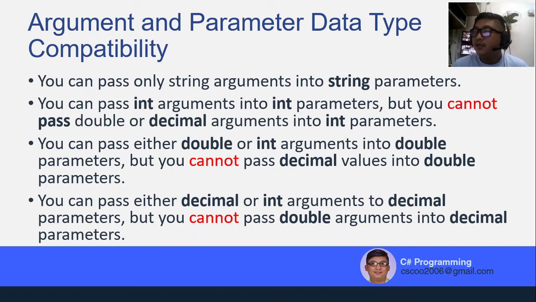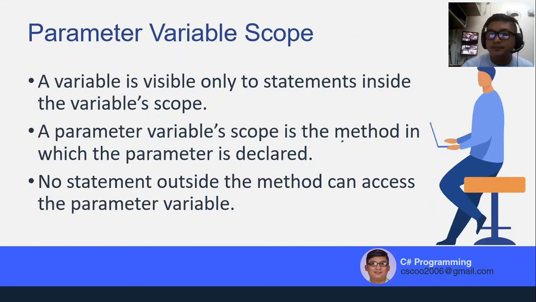You can pass either decimal or int arguments to a decimal parameter, but you cannot pass double arguments into decimal parameters. In summary, you cannot pass incompatible types like string to integer. You need to parse it first. Let's say, for example, the method requires an integer and you submit a string, di pwede unless pig-convert mo muna siya sa integer. You cannot submit integer to decimal or double because they are incompatible types. So please remember these notes.